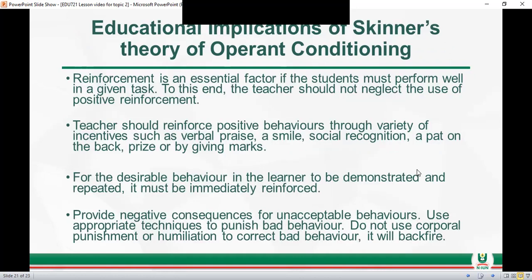So, what are the educational implications of Skinner's theory? Please go through them. They are easy to understand. I've been repeating some of these things in the course of the discussion. Teachers should reinforce student behavior using positive reinforcement a lot. You can use a smile, verbal praise, social recognition, a pat on the back, a prize, or giving marks. These are different ways you can give positive reinforcement. So please look through the other ones.